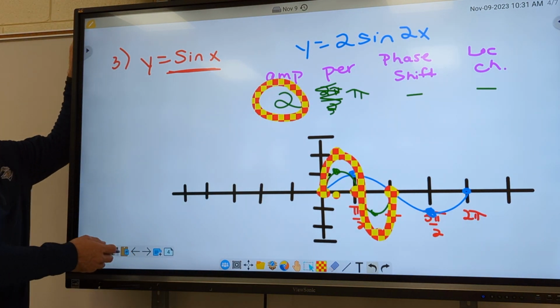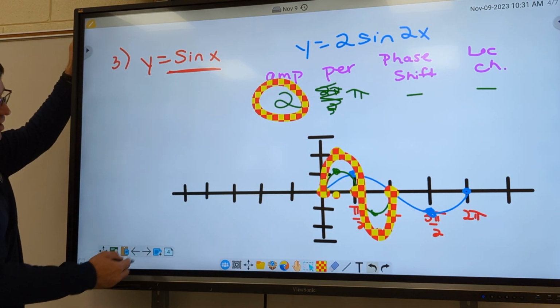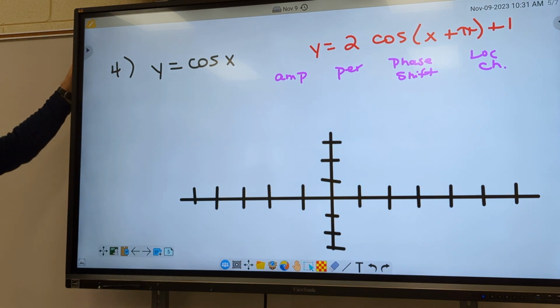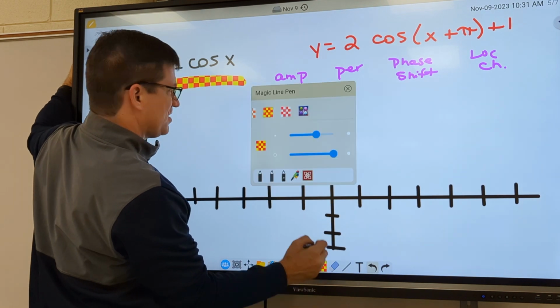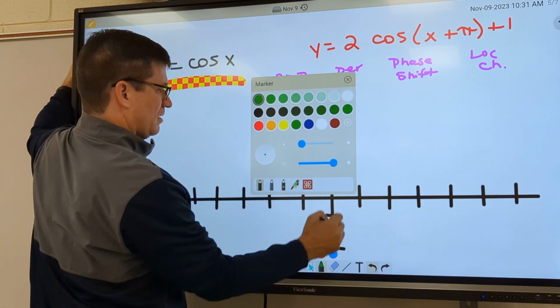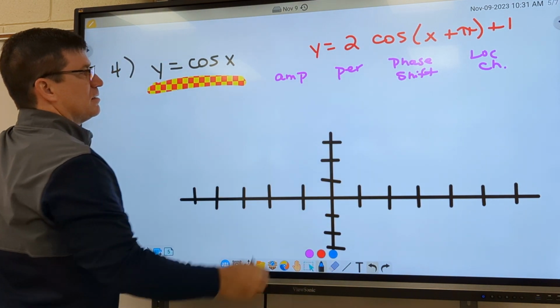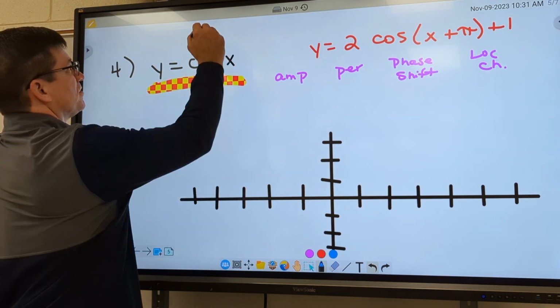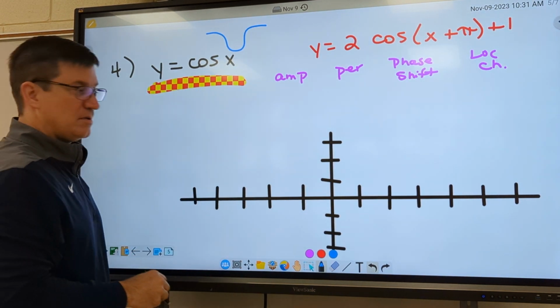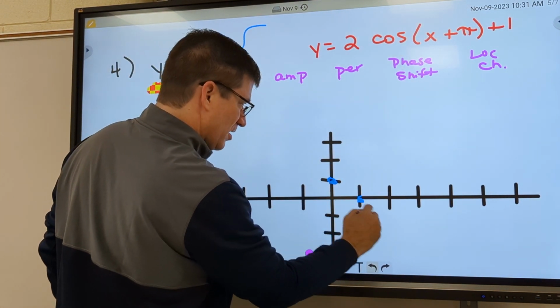All right, ready for number 4. All right, here's 4. We got to start number 4 by doing cosine. Samari, what did we say that cosine looks like? You were in class when we did this one. Cosine looks like handlebars on a bicycle. So we start here, we start here.